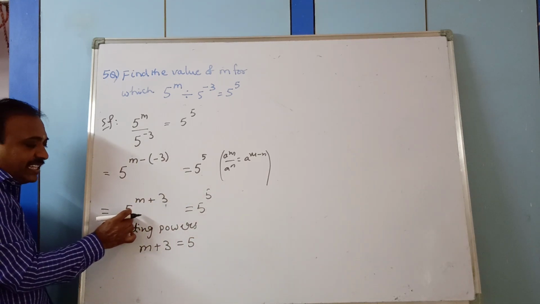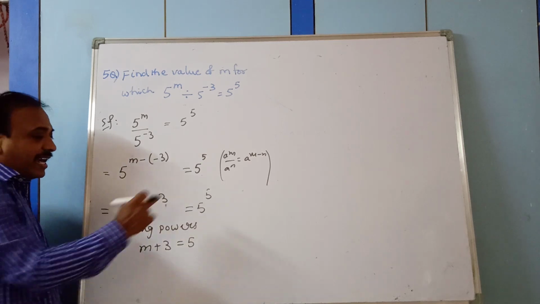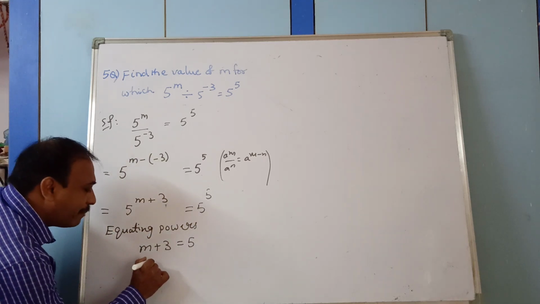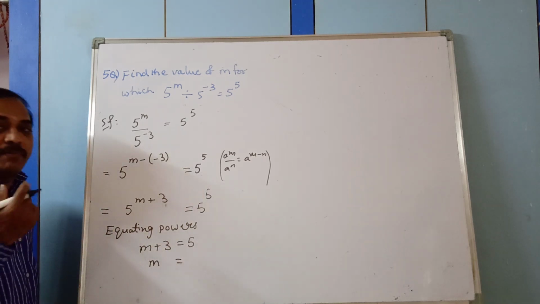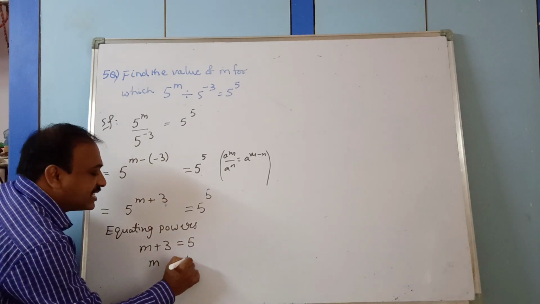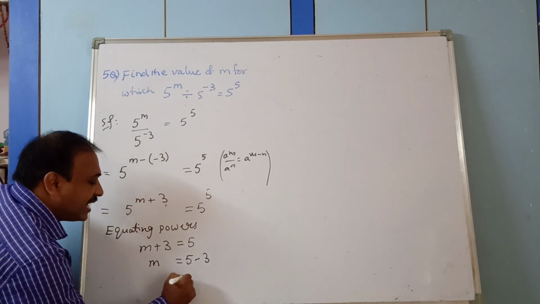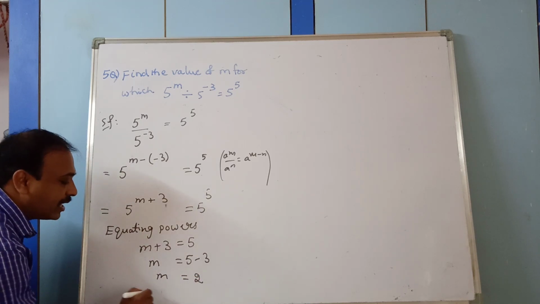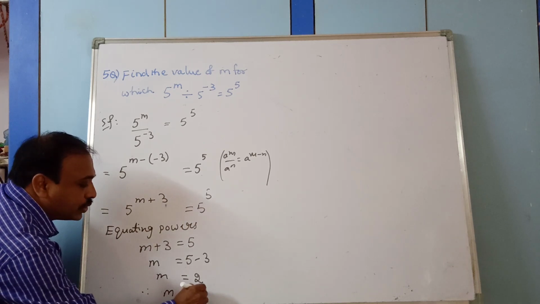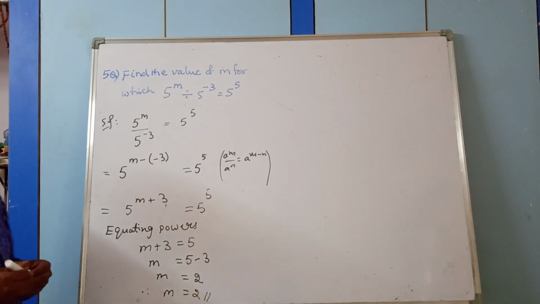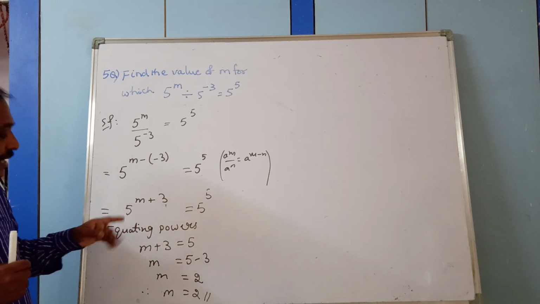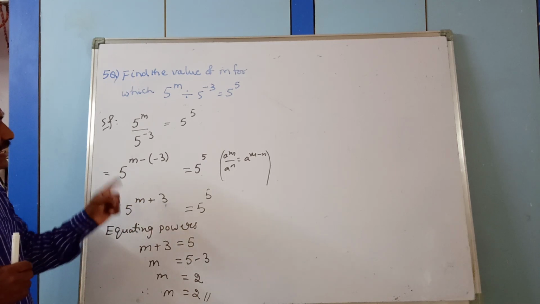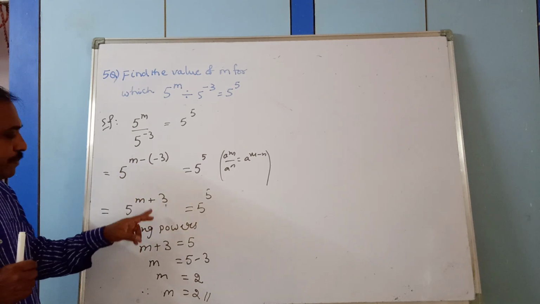Now m plus 3 is equal to 5. For LHS side the power is m plus 3 and RHS side the power is 5. So m plus 3 is equal to 5. Now m is equal to, as we learned in simple equations, plus 3 if you transpose that side, 5 minus 3 is 2. M is equal to 2. Therefore m value is equal to 2. Is it clear? This is plus 3. When you transpose plus 3 that side, minus of minus plus 3.